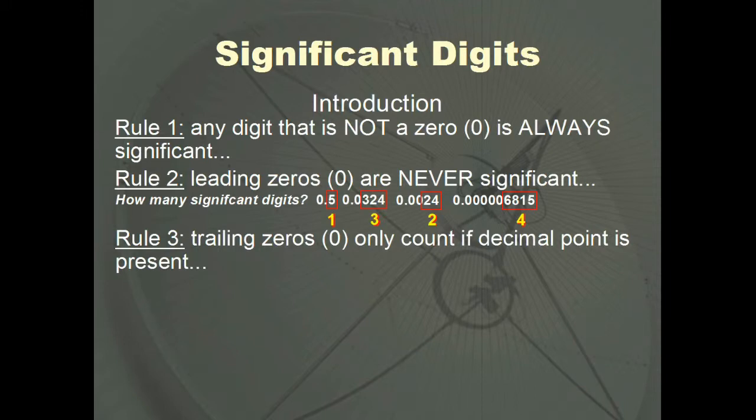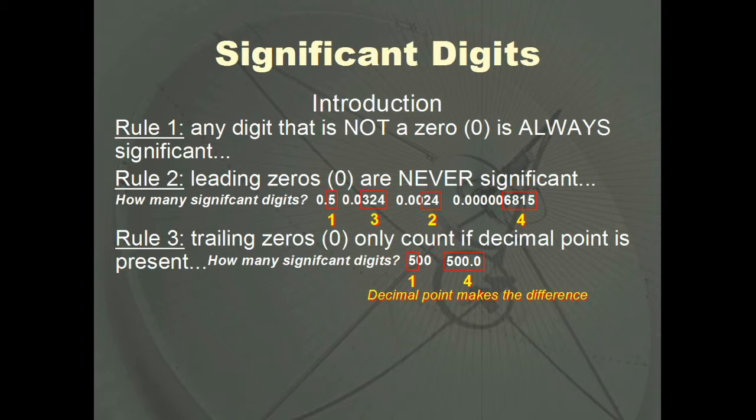Rule number 3. Trailing zeros only count if a decimal point is actually present. What does that mean? Well, let me explain. How many significant digits are in 500? Well, these trailing zeros would only count if there's a decimal point, but I don't see one. Hence, 500 has only one significant digit. But what if 500 has a decimal, like 500.0? Well, now there is a decimal present. Hence, I have 4 significant digits.